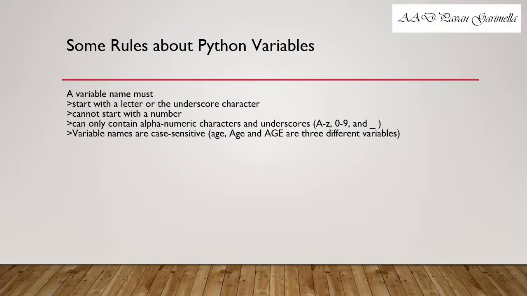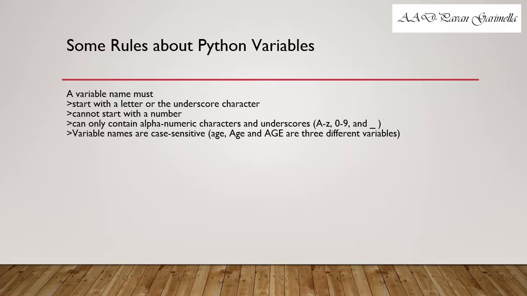Before we learn about variables, it becomes very important for us to understand some rules about Python variables. A variable name should start with a letter or an underscore. So you cannot start a variable name with a number, or with a pound symbol or anything. It certainly has to be a letter or an underscore character.